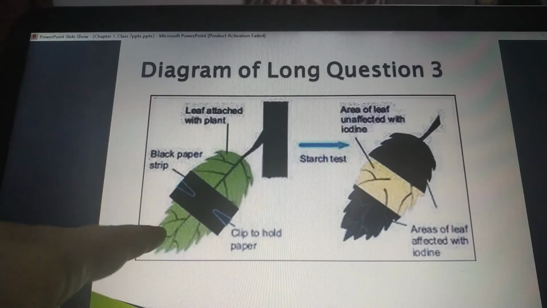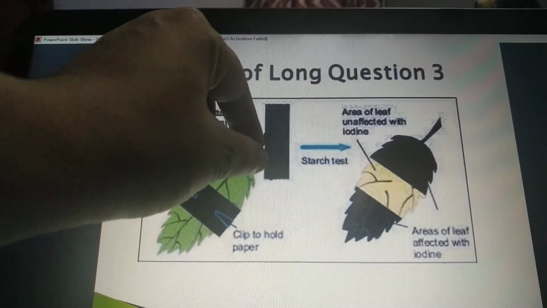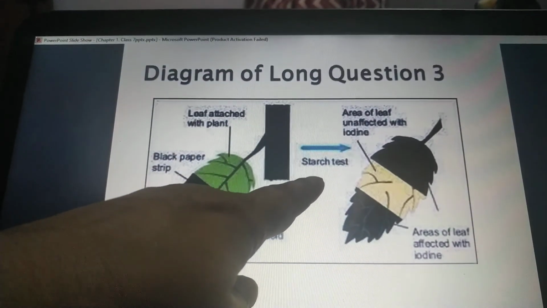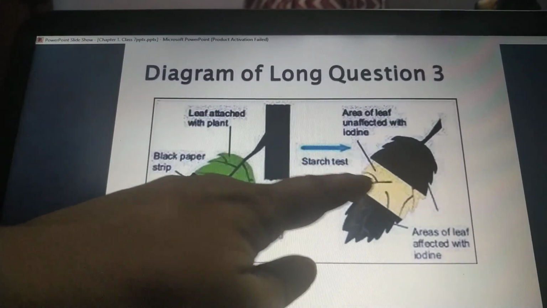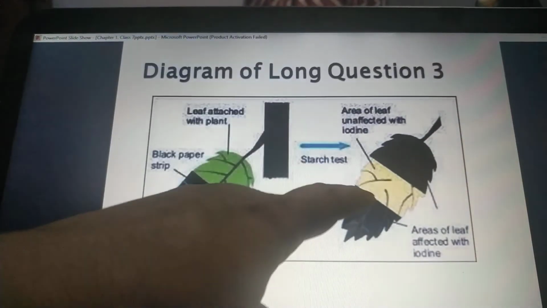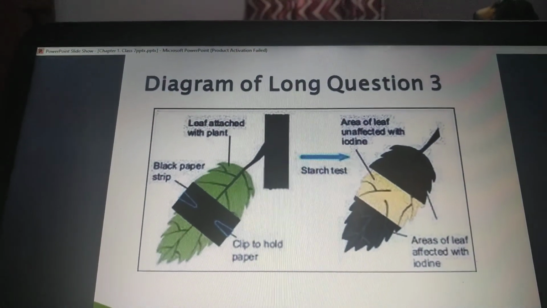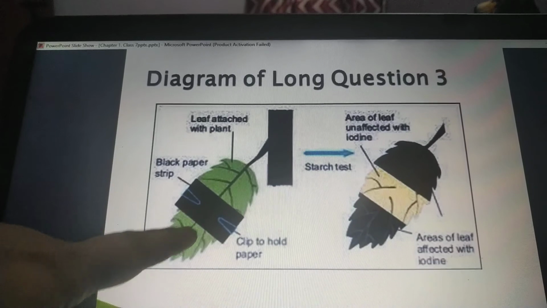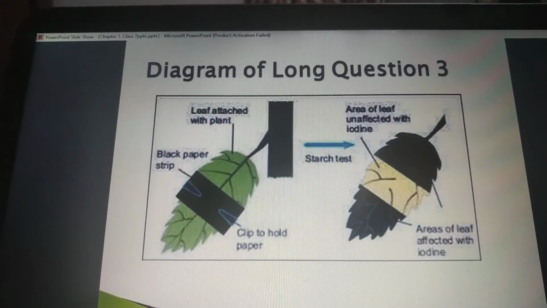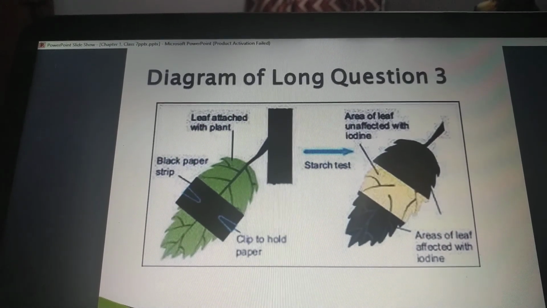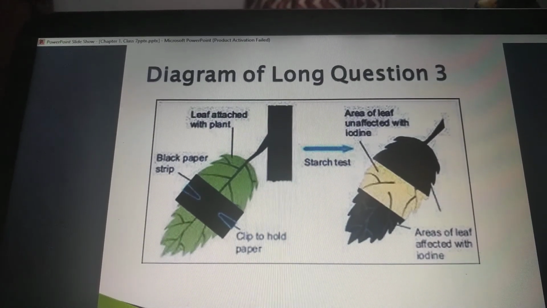Now, after some time, when we test the leaf with the starch test, this part of the leaf will not show the presence of starch and the rest of the part shows the presence of starch. Let me explain why. Before putting this paper strip on the leaf, we had kept the healthy potted plant in the dark, in an area where no sunlight is there.